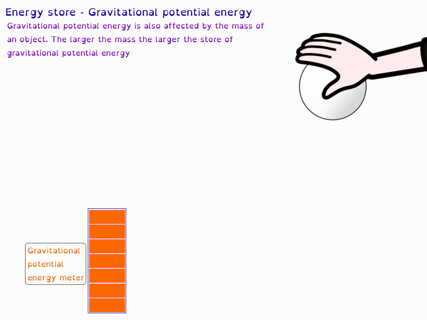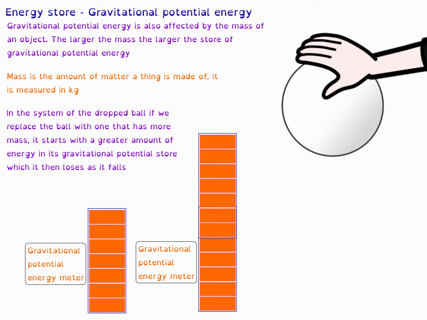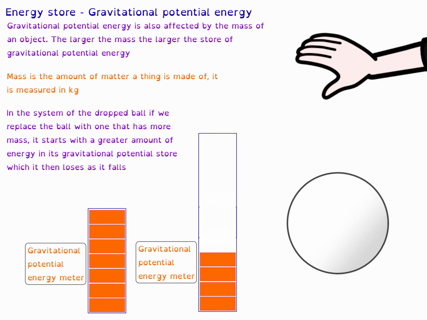Gravitational potential energy is also affected by the mass of an object. The larger the mass, the larger the store of gravitational potential energy. Mass is the amount of matter a thing is made of. It is measured in kilograms. In the system of the dropped ball, if we replace the ball with one that has more mass, it starts with a greater amount of energy in its gravitational potential store. It then loses this energy as it falls.